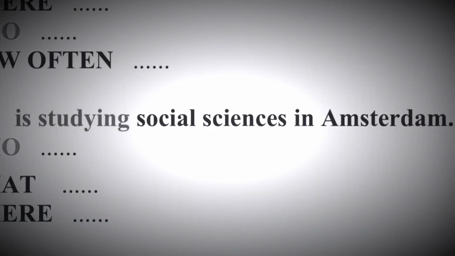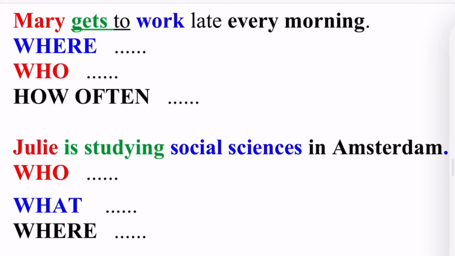Who is studying social sciences in Amsterdam? Now we want to know what Julie is studying. She's studying something in Amsterdam, but we don't know what she's studying. So what is Julie studying in Amsterdam? And for this, we need to move and invert the verb and the subject. So, what is Julie studying in Amsterdam? That's an inversion.